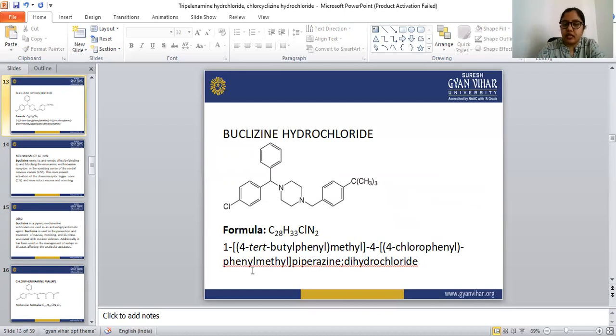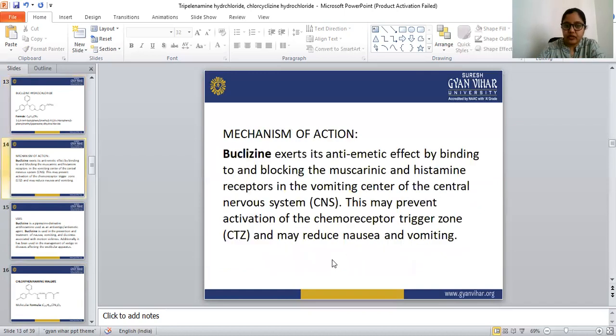And the IUPAC name of this buclizine hydrochloride is 1-[(4-tert-butylphenyl)methyl]-4-[(4-chlorophenyl)phenylmethyl]piperazine dihydrochloride. So this is the IUPAC name of buclizine hydrochloride.